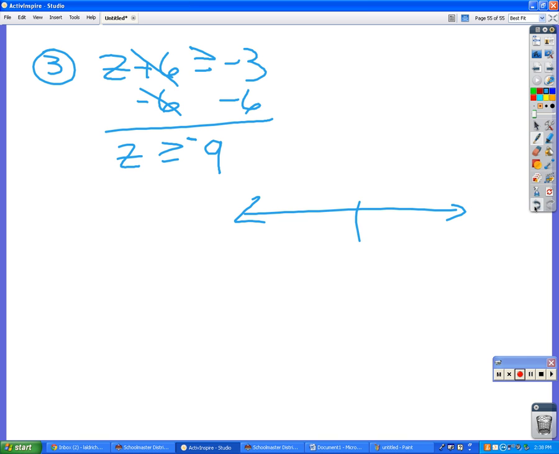What number do I write on my graph? Negative 9. Open circle or a dot? Dot, because it says greater than or equal to, and the line goes to the right. Why? Because Z is greater than or equal to that, and the numbers that are bigger than negative 9 are to the right. Okay? Plus, like Kara said, the little arrow thing is telling you which direction to go. It's going to the right.